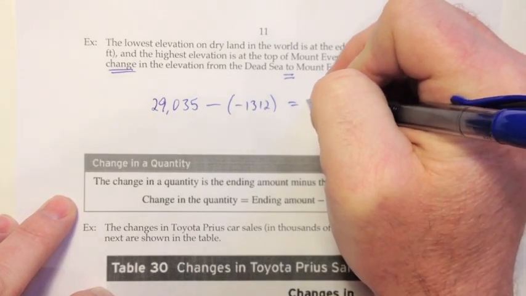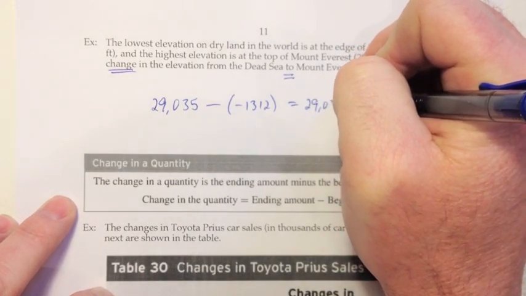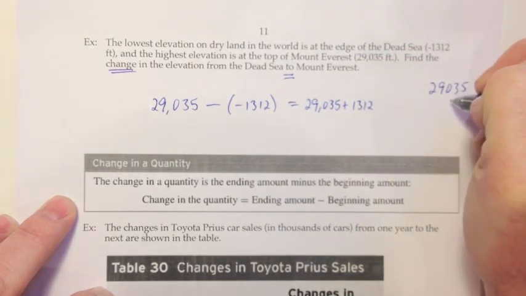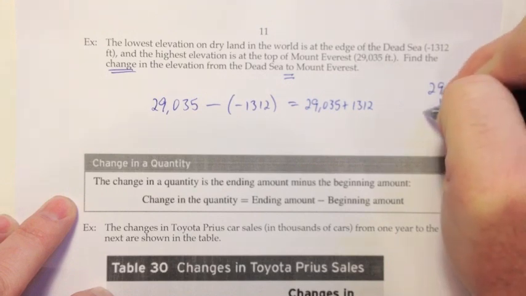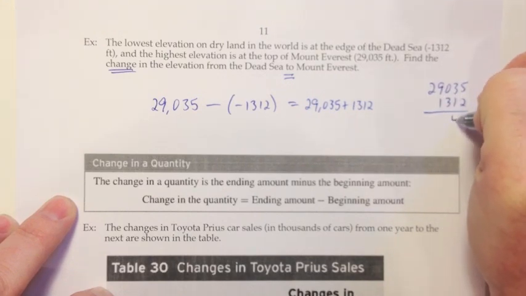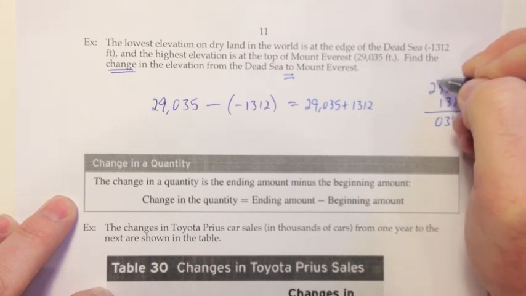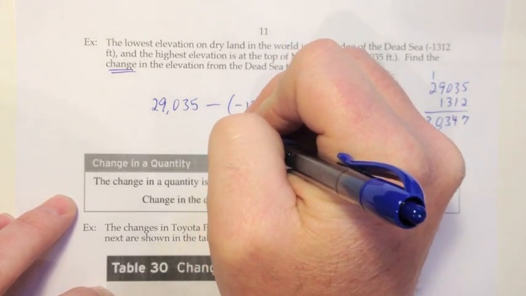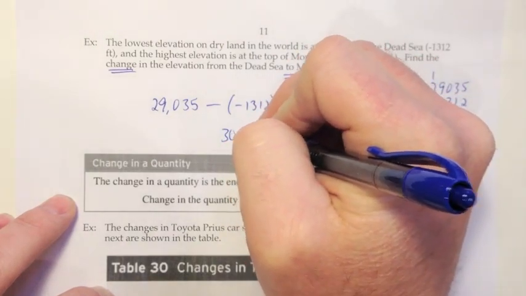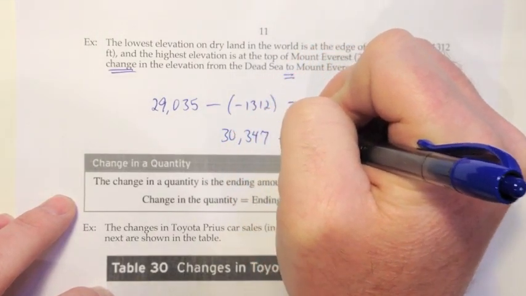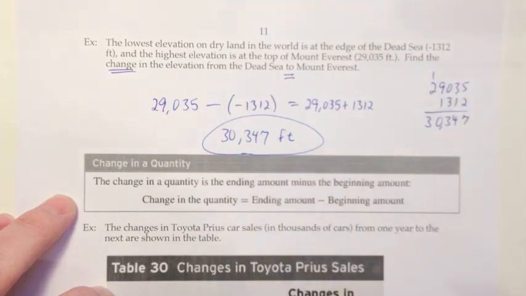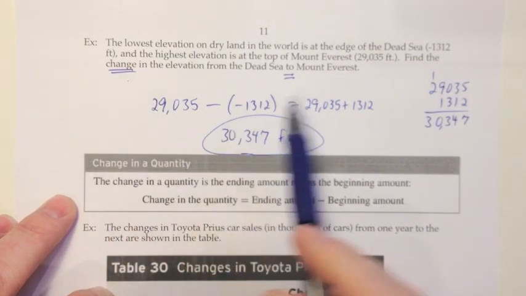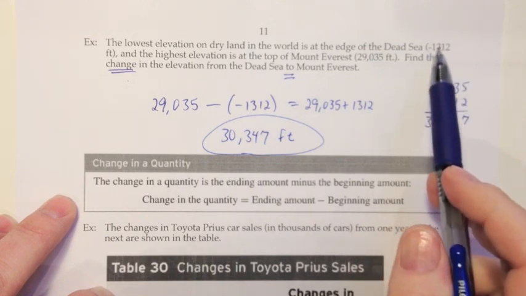Actually, let's rewrite it. It's 29,035 plus, because of the two negatives, 1312. And now I'm going to do that scratch work. 7, 4, 3, 10, so 30. So it looks like the change in elevation would be 30,347 feet. And again, be really careful. One subtraction because of the word change, and then this negative because that beginning elevation was itself negative.